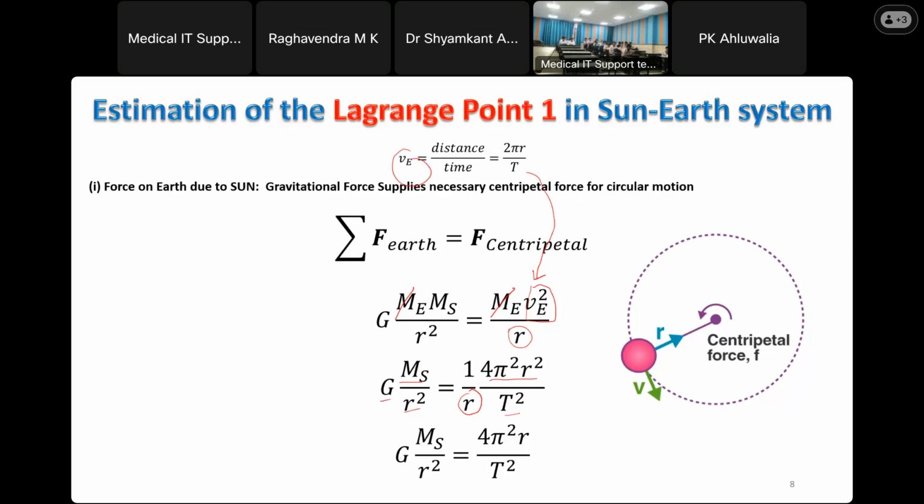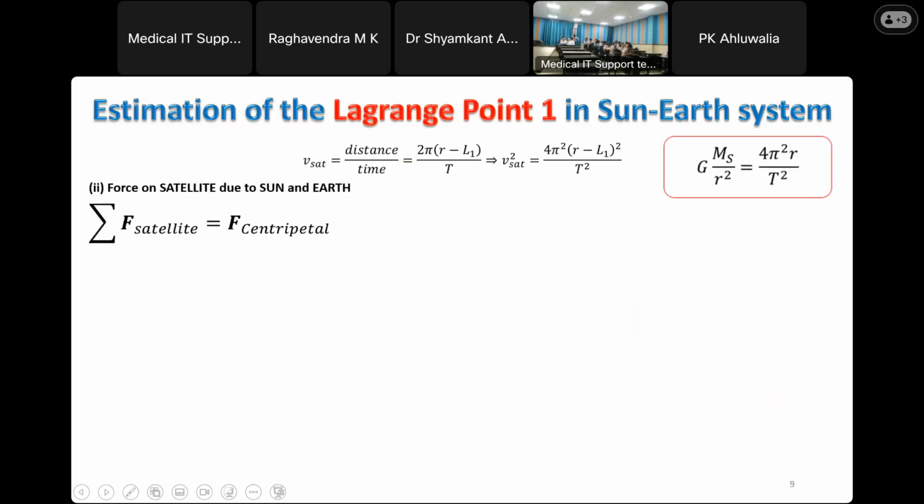Now G times M_s upon r square is equal to 4 pi square r square. This 1 r is cancelled with one of the r in the numerator. So 4 pi square r upon T square we have. This is the important equation. I am going to pin that on the next slide so that you can readily understand how it is going on. So this is that equation.